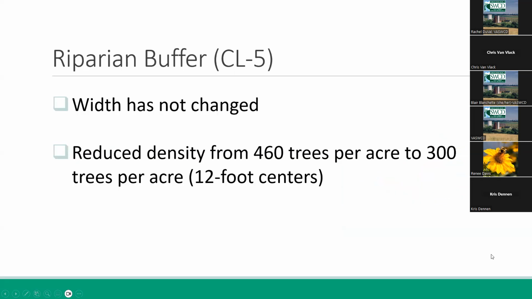Last of our conservation landscaping, riparian buffer. Width has not changed, but again, density has been reduced to 300 trees per acre. Same as the tree planting.